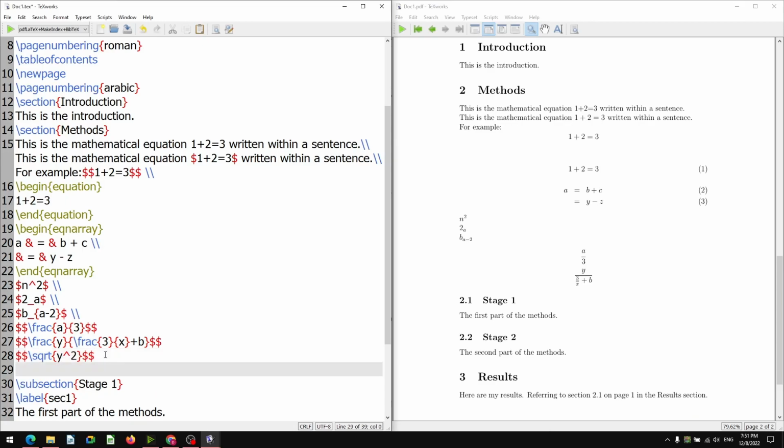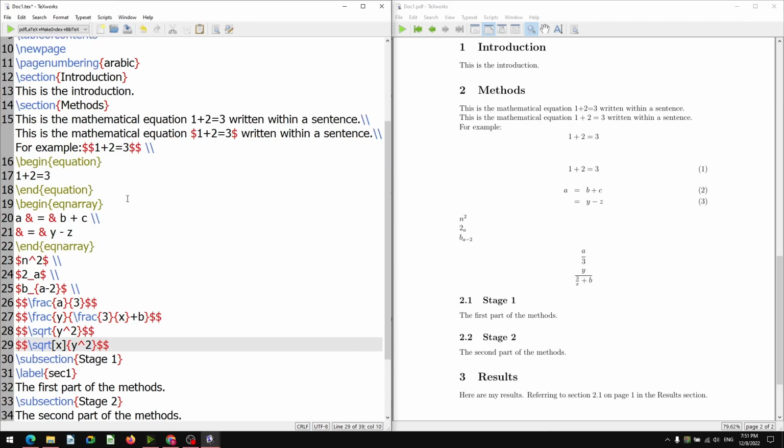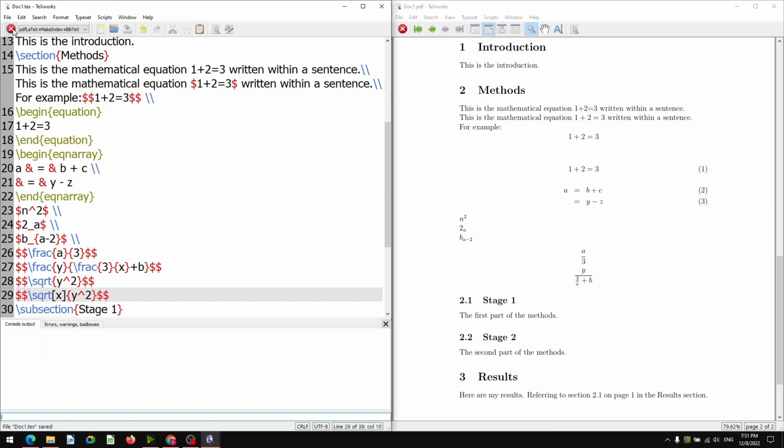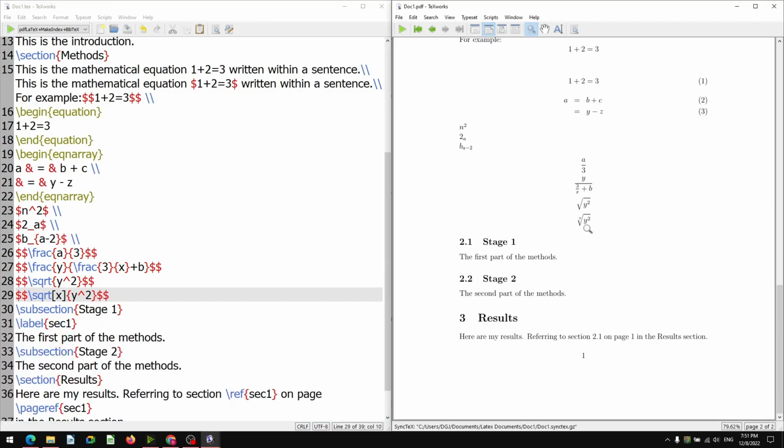Also we can have the nth root. For that we have to give the n or x root value in square brackets after sqrt. On lines 28 and 29 we have given the square root commands. Save this and click the typeset button. It will generate two equations. One is root of x square and second is x root of y square. So this is about the square root.